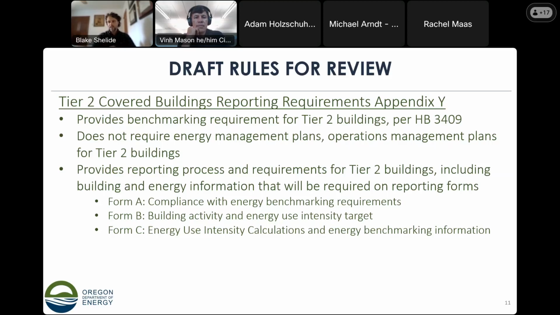That's something we'll definitely continue to look at, in terms of what sort of error that might introduce into a building owner's reporting. But right now the rules do allow for either direct measurement or estimation. Thank you. Yep.